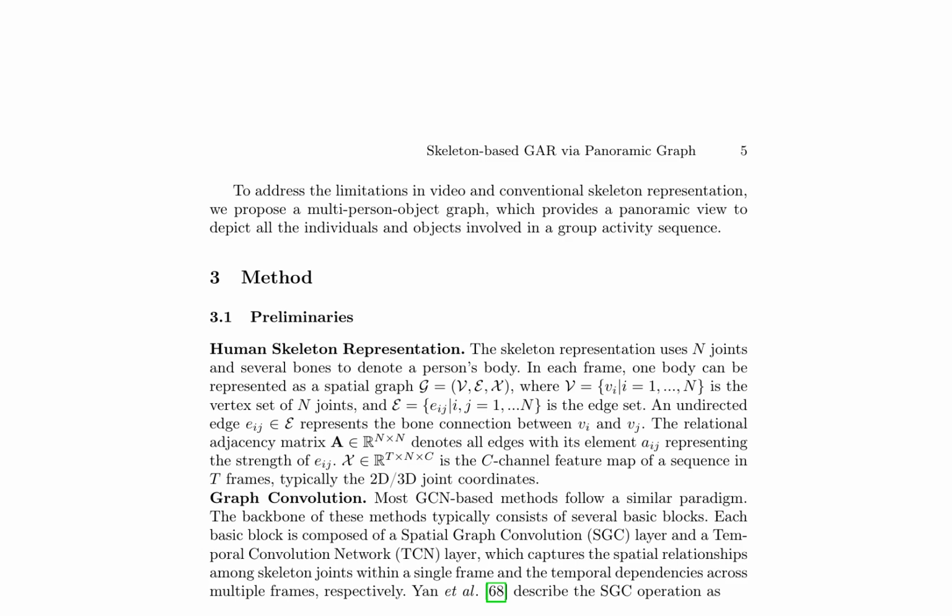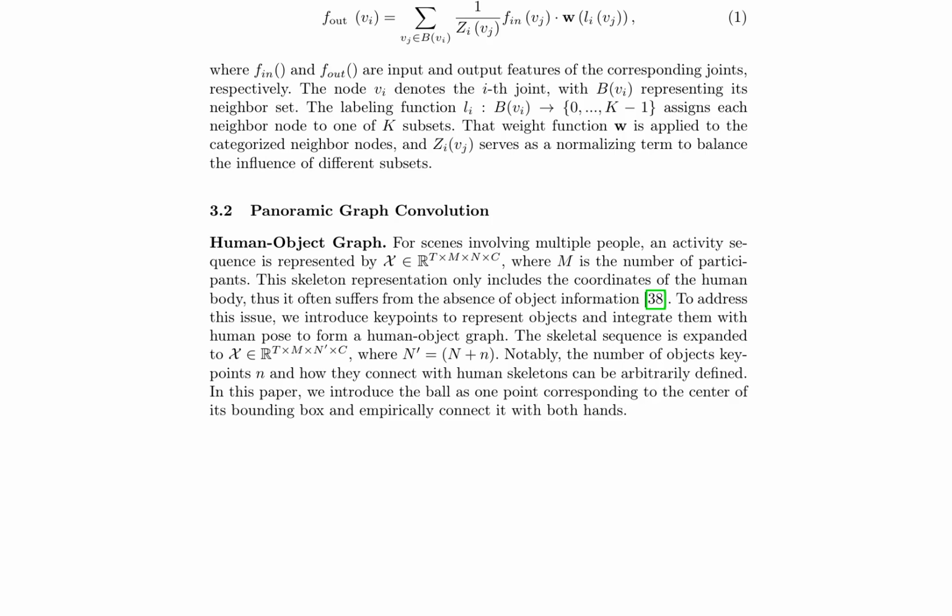This research paper proposes a novel approach to group activity recognition in videos, leveraging a multi-person object graph that integrates human and object information into a panoramic view. The authors address limitations in conventional skeleton representations by introducing an undirected graph G, which includes end joints and several bones to represent a person's body. They also incorporate object keypoints and connect them with human skeletons to form a human object graph.